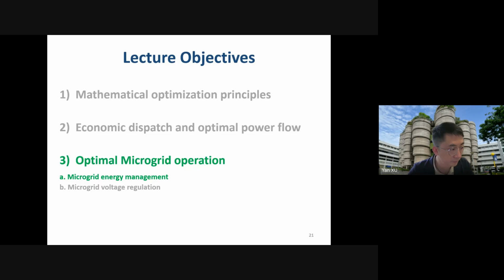All right. Hello again. Let's go back to the third part, the optimal operation of the microgrid. I will focus on two subtopics. One is the energy management of the microgrid with energy storage system. Secondly is the voltage regulation of the microgrid. Both of them are formulated as optimization models.